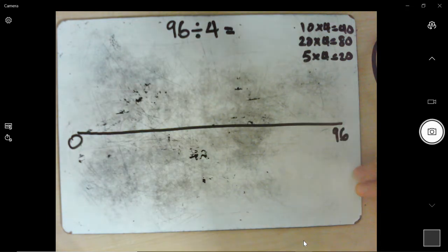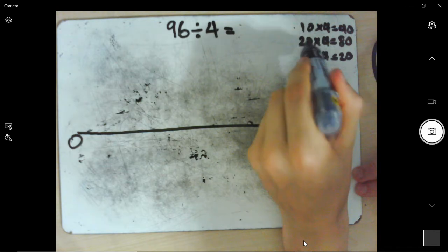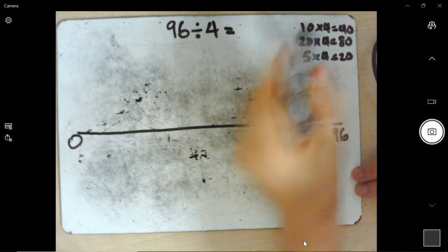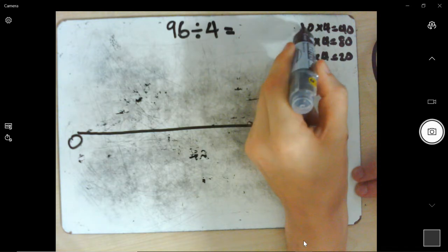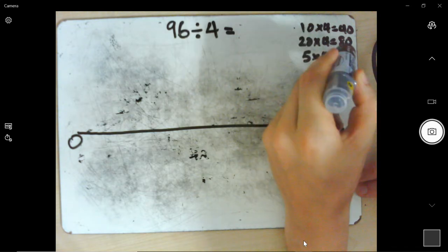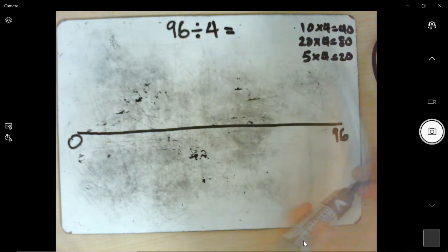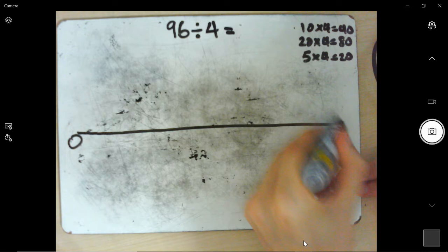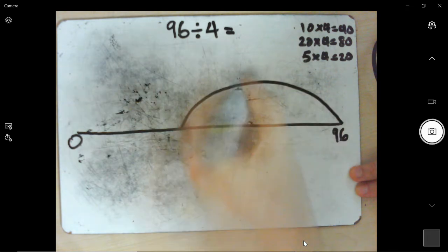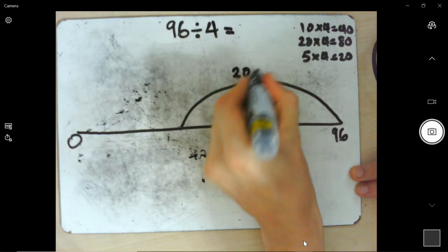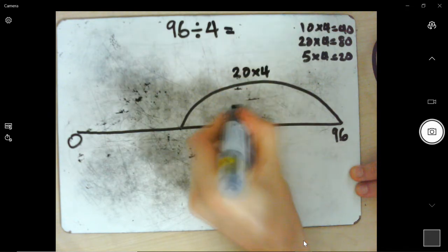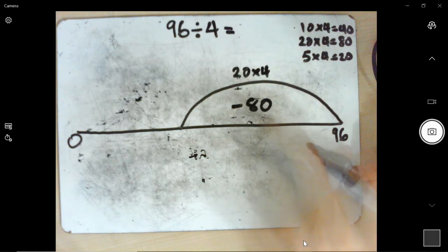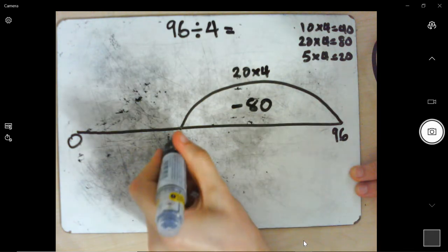So, which one shall I use first as my starting point? Could use 10 times 4, but if you see 20 times 4 is 80, which is closer to 96. So I'm going to start by subtracting 20 groups of 4 first. So 20 groups of 4. That means I'm subtracting 80. 96 take away 80 is 16.